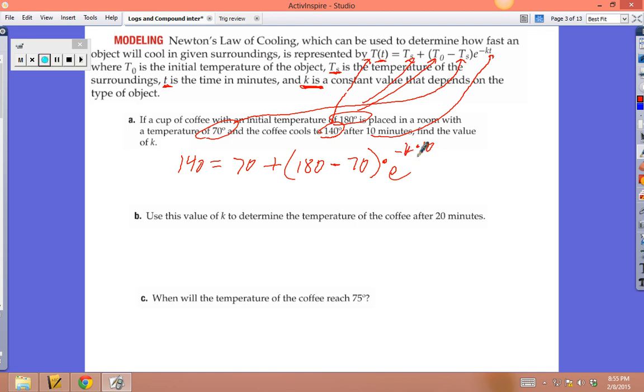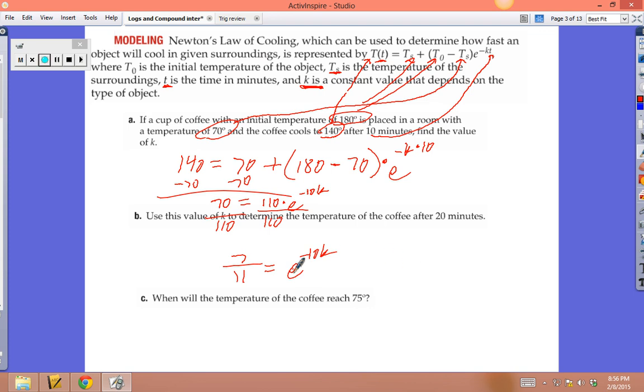So I've got to undo everything associated with k. Start from the outside, work your way in. I'm going to undo minus 70. So we've got 70 is equal to 180 minus 70, so 110 times e to the negative 10k. And I'm going to divide by 110, divide by 110. So I've got 7 over 11 equals e to the negative 10k.